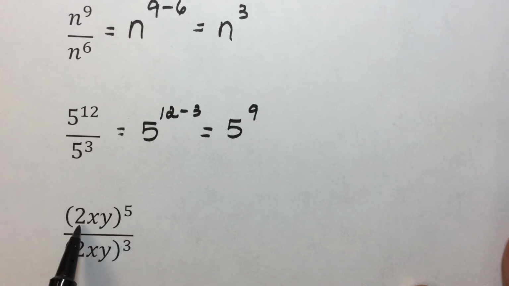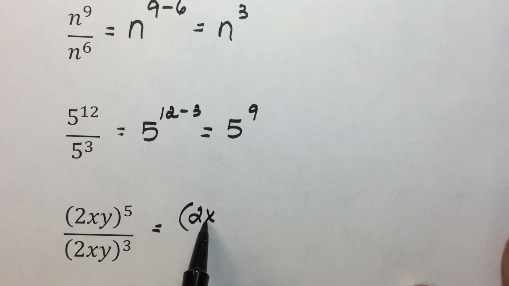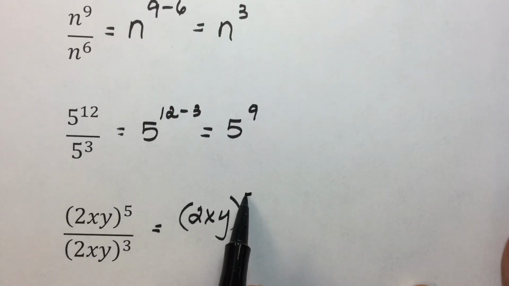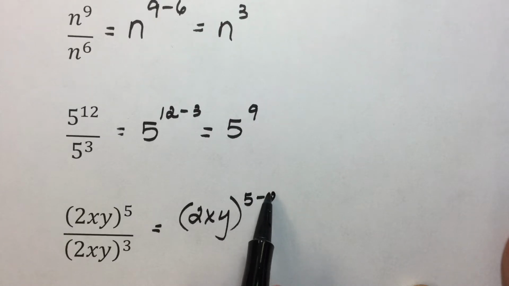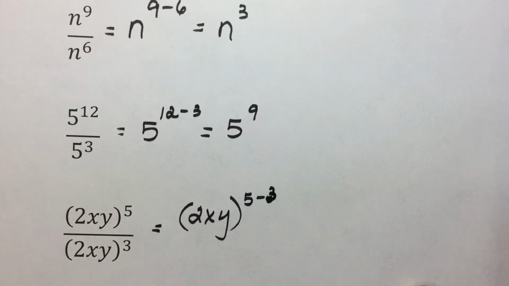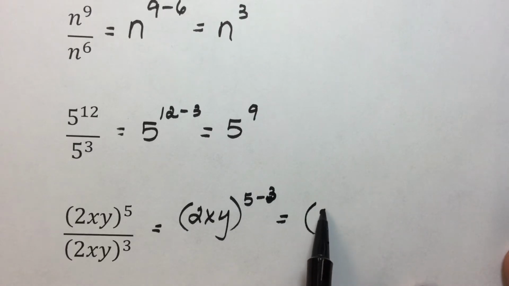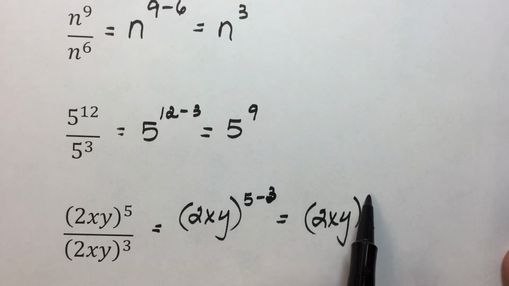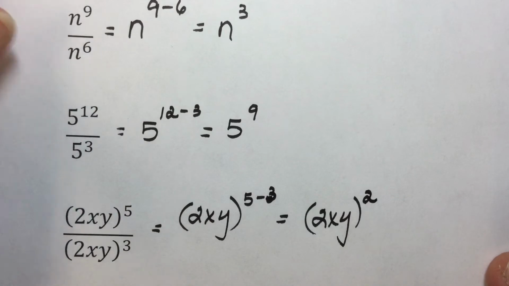Although it looks complicated, rather than just a single variable, we have the same base to a power divided by the same base to a different power, which means we can take that common base, and because it's dividing common bases, we can use the quotient rule and subtract the exponents, 5 minus 3, to give us a simplified common base, 2xy, to the 5 minus 3, or second power.